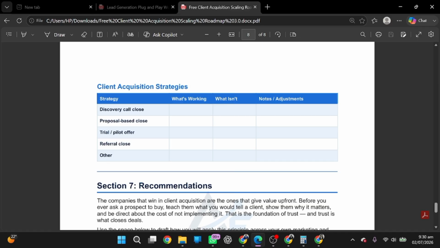Client acquisition strategies: what strategy are you implementing to acquire clients? Is it a discovery call close? Is it a proposal-based close? Is it a trial pilot offer where you give your clients a free trial, and when they like the service, they pay, and now you close? How do you do it? Is it a referral close or any other? So what's working, what isn't, and what do you have to note?